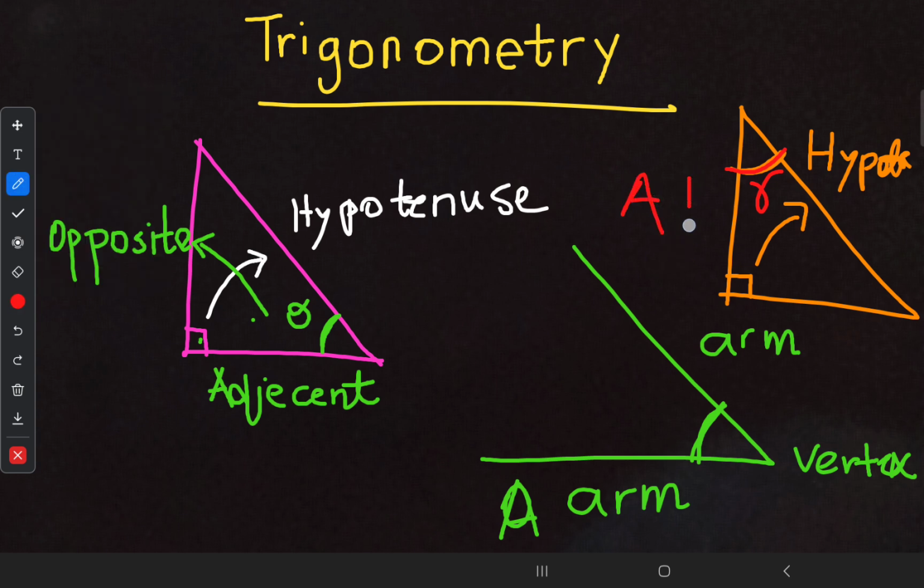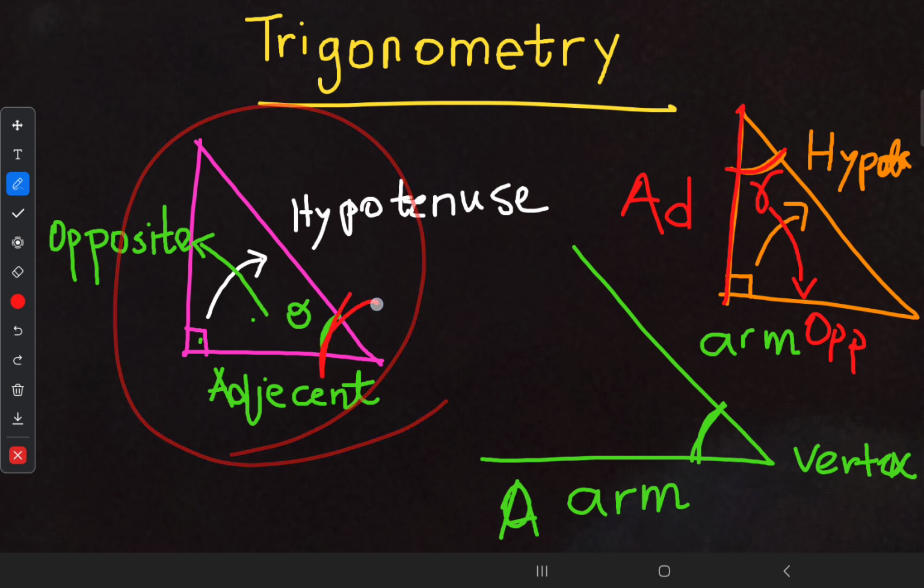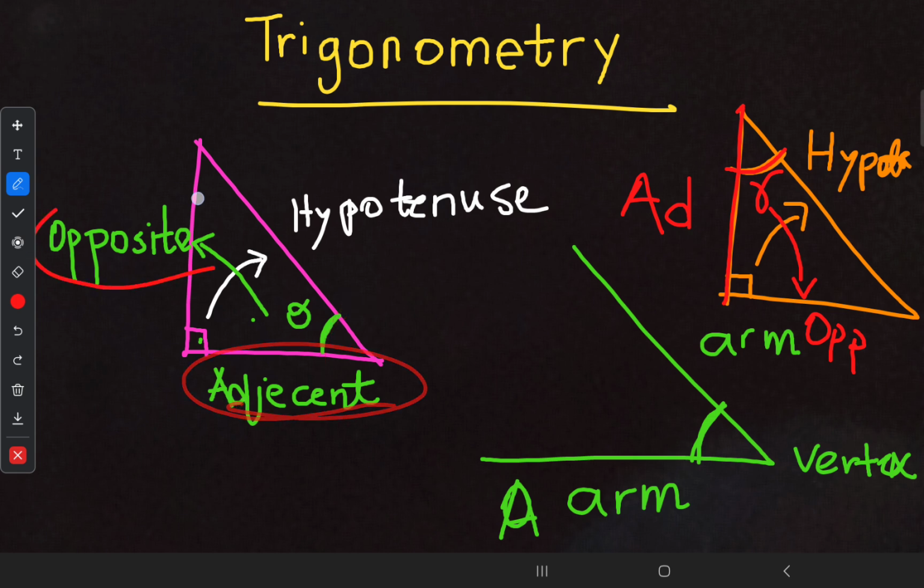In this case, this side is considered as our adjacent side, and the side which is opposite to the considered angle is going to be our opposite side. There are two different cases. When you consider this angle, this is going to be our adjacent and this is our opposite. Similarly, when you consider the other angle, this is going to be adjacent and the opposite one is our opposite side. That's all.